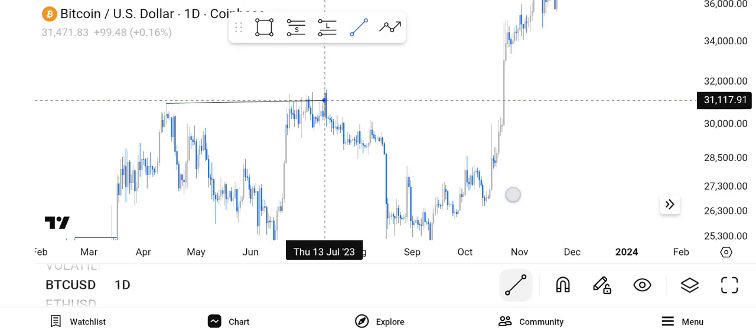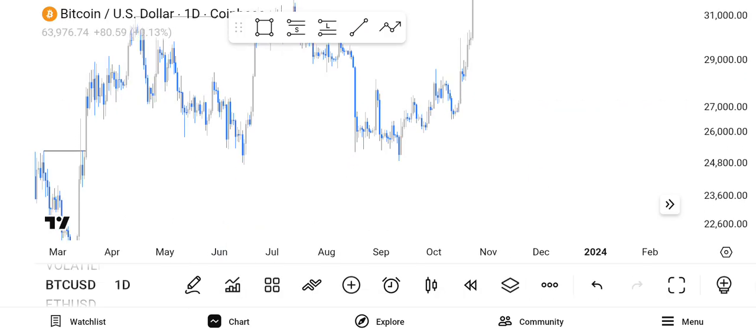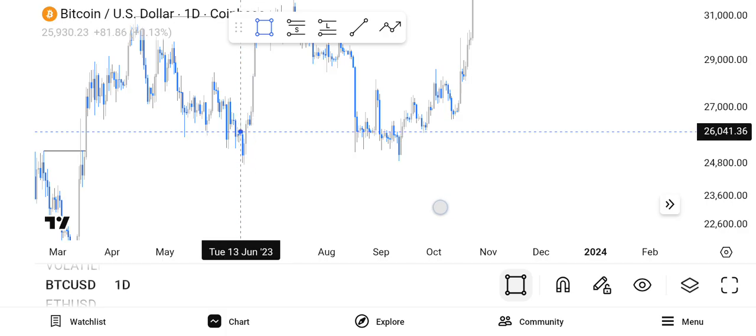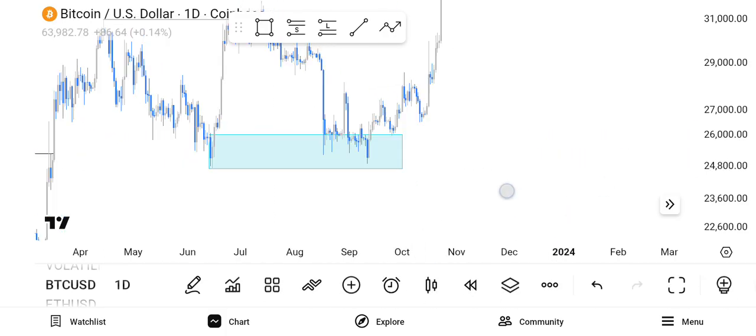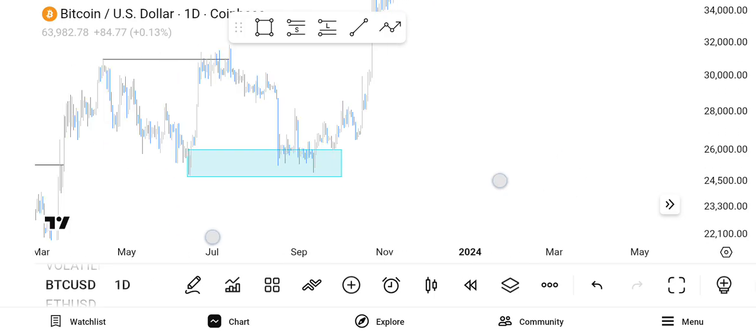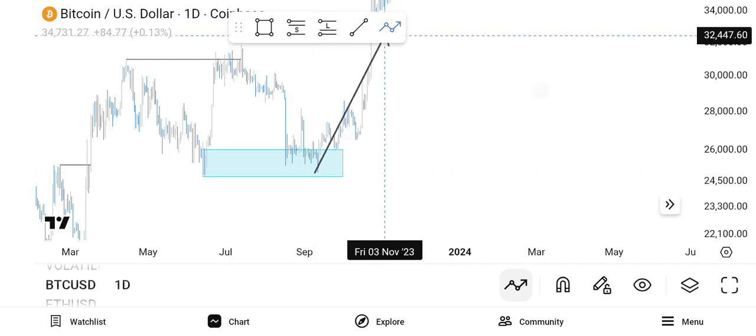Broke structure here to the upside. You can see there was a body break after multiple sweeps. Market went back to this demand area and continued to the upside. You can see market coming back to the demand area, and then we have a buy from here to the upside.